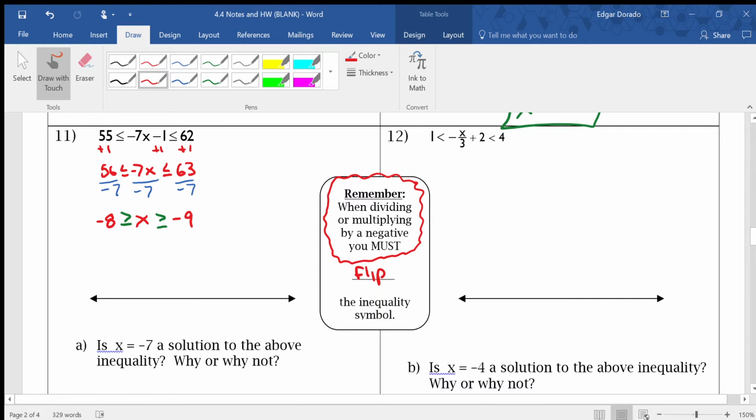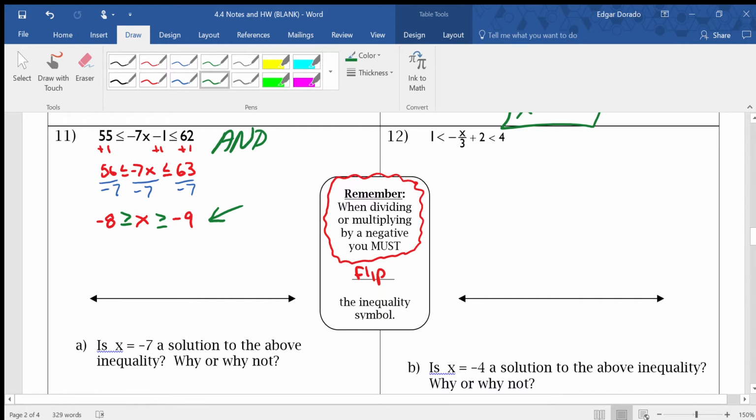negative 9. Now, I can't use this yet because what did we say earlier about these and inequalities? I know it's an and inequality first off because I see that the x is in the center, right?